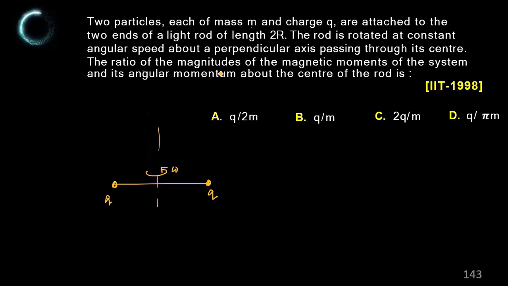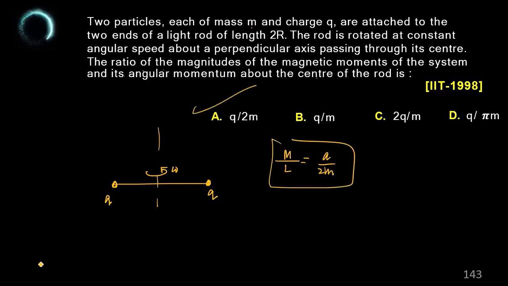The ratio of the magnitude of the magnetic moment of the system to its angular momentum. So M by L ratio, magnitude of the magnetic moment to its angular momentum. That is always equal to Q by 2M. Whatever the geometry, Q by 2M. So Q by 2M answer. Check করে দেখে নি.